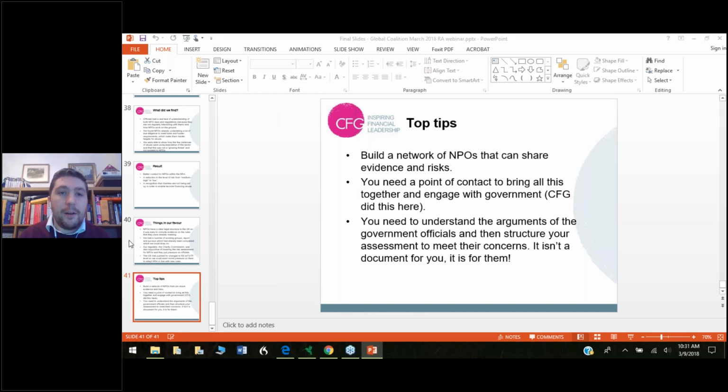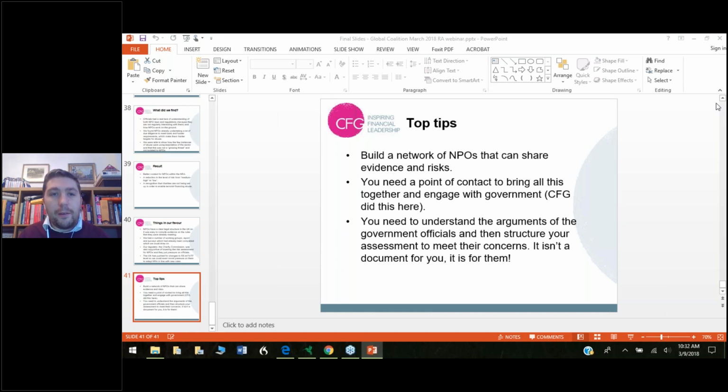And also, again, my job wasn't actually, or I didn't see it as my job, to understand the risk that NPOs faced when it came to terrorism or money laundering. Our job was to understand what the government thought the risks were, and then to provide evidence that they weren't as significant as they thought.